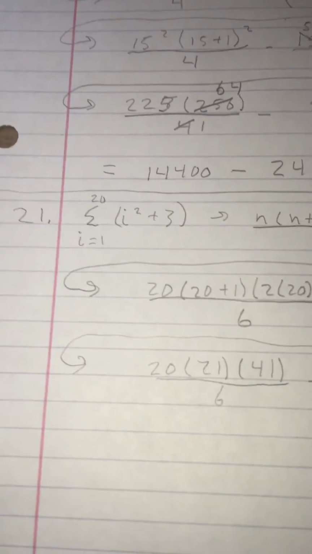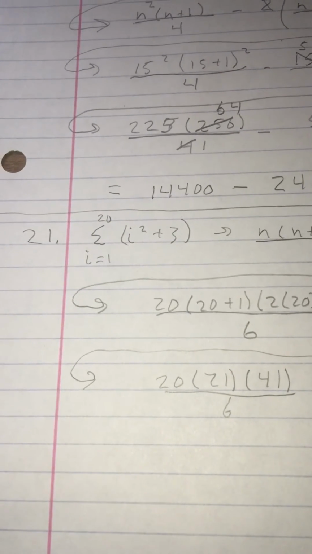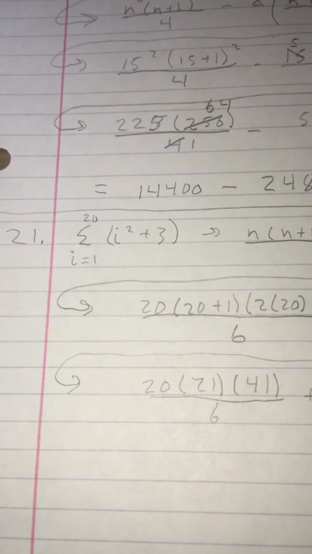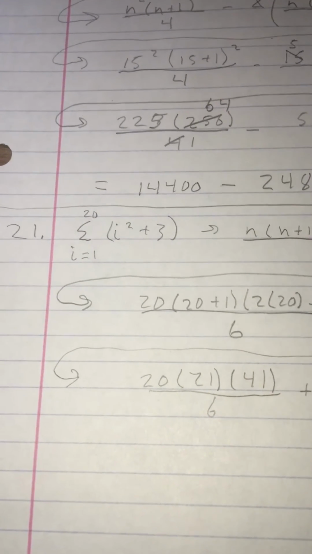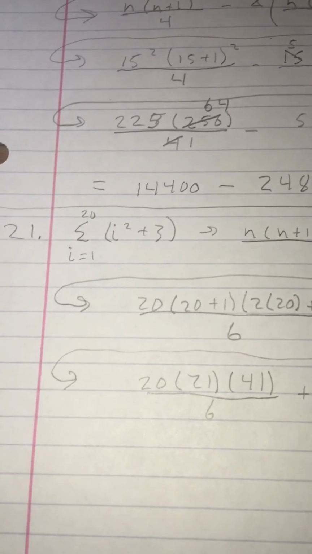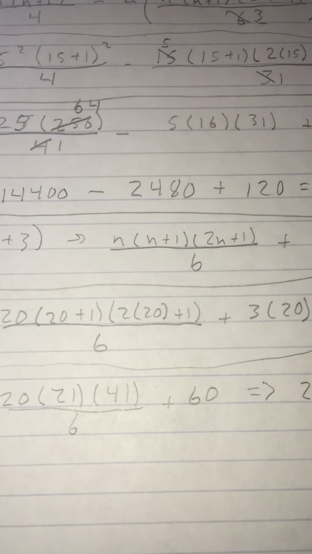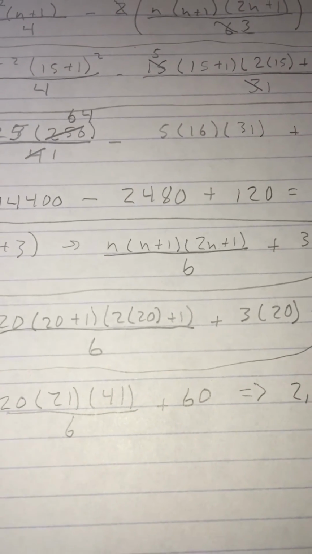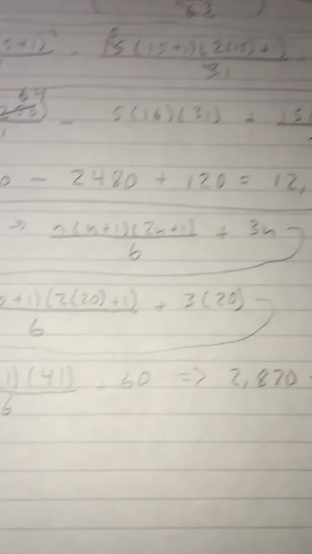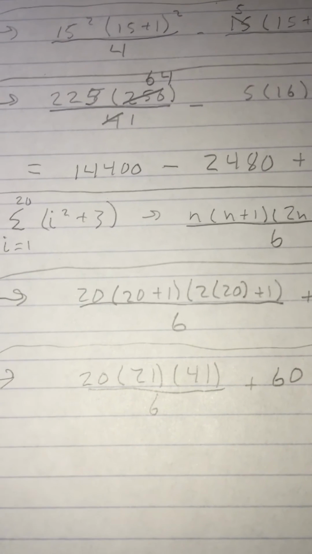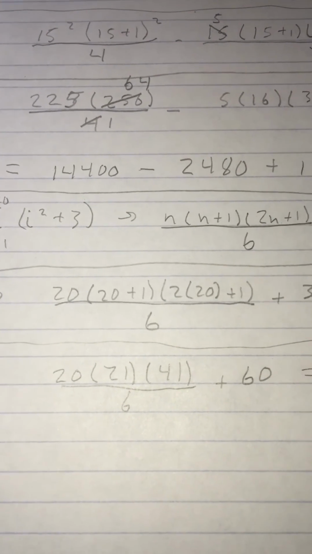And then for number 21, same sort of a thing where, again, they don't give you an n on top, they give you an actual number, so we'll plug that in once we get it. Now, this one is already ready to go with the i squared plus 3, so i squared goes to n times (n plus 1) times (2n plus 1) over 6. And the 3 will go to a 3n. And then replace every n with a 20.